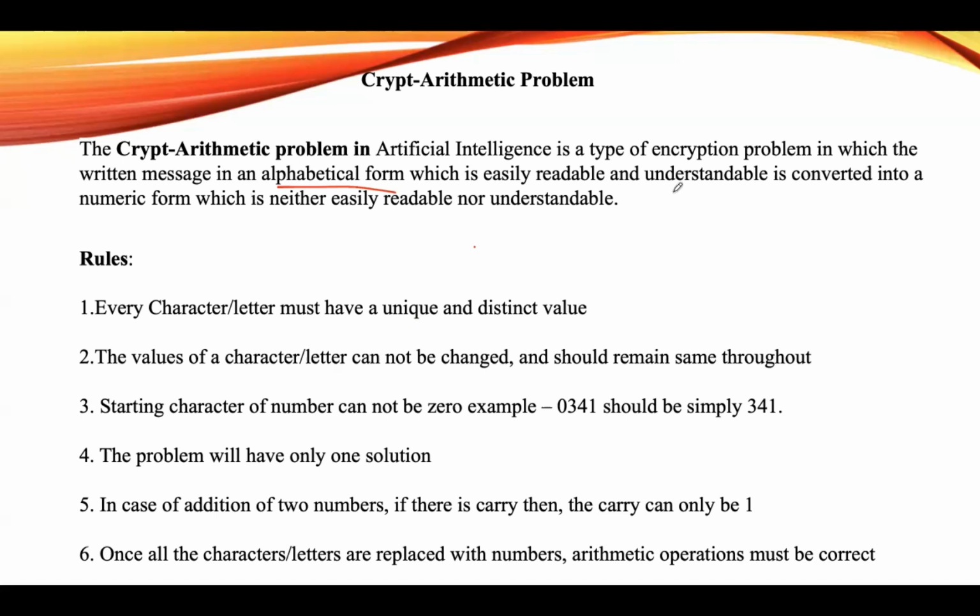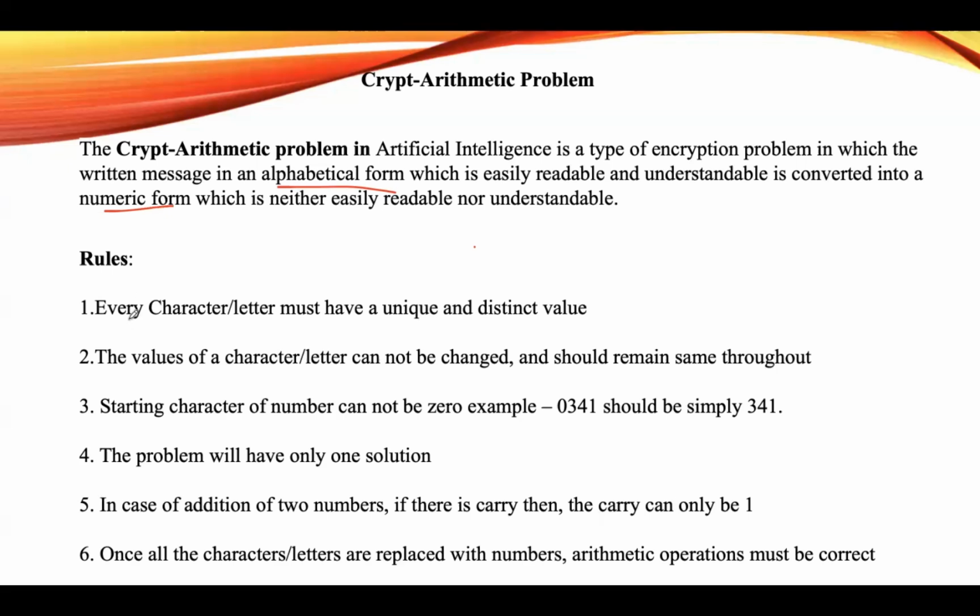So in order to make it more secure, we need to convert the text into some encrypted form. Here we are taking the text which is represented in alphabets and converting that into numeric form, which is neither easily readable nor understandable. And how to convert it? These are the rules that we can use for conversion.